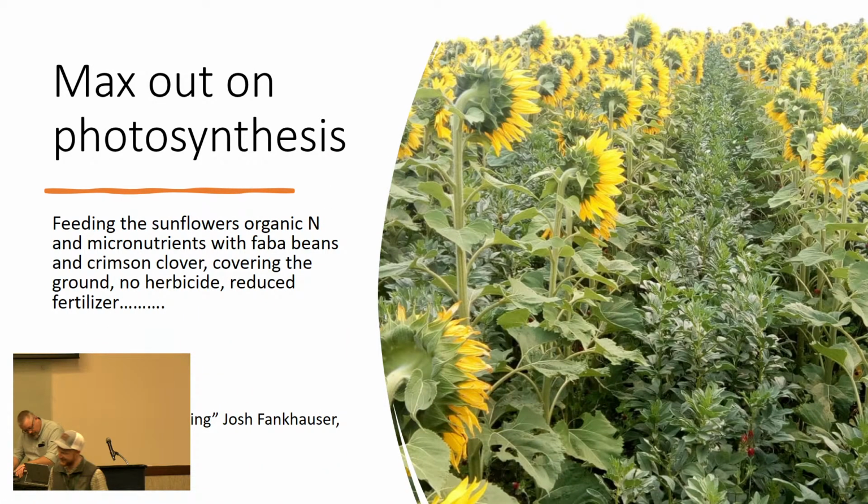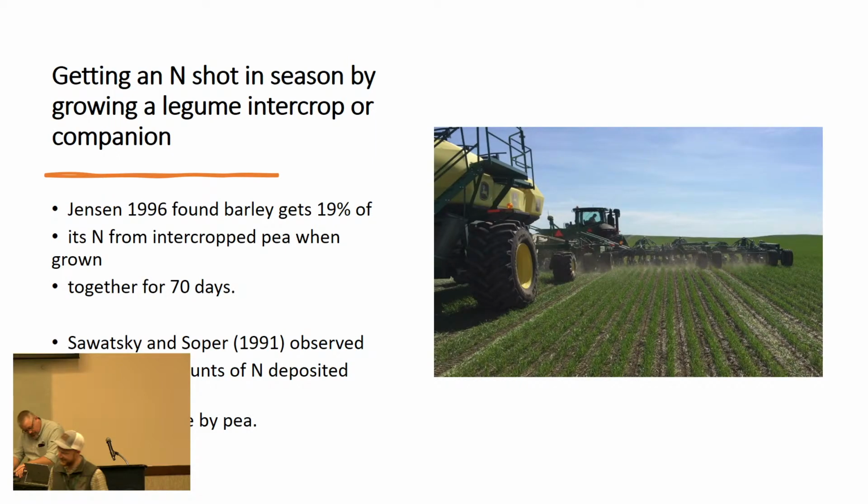Let's max out on photosynthesis. Faba beans and crimson clover between the rows of sunflowers on the eastern slopes of the Rocky Mountains outside of Claresholm, Alberta. That's southern Alberta, folks. Big winds, dry temperatures in the summer. That looks good. Dryland on 8 inches of water.